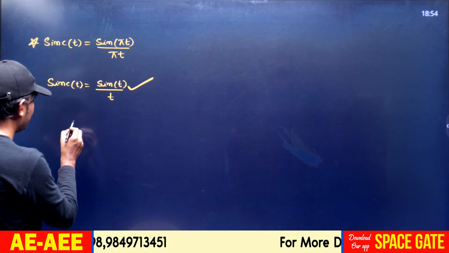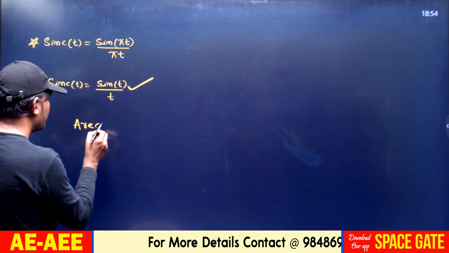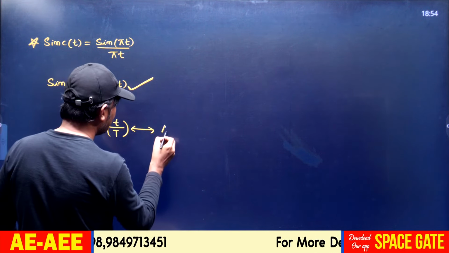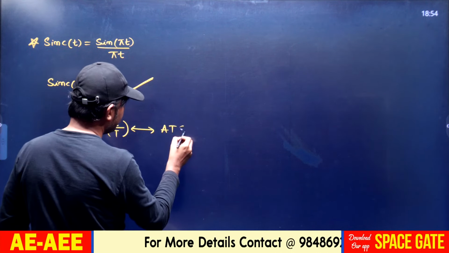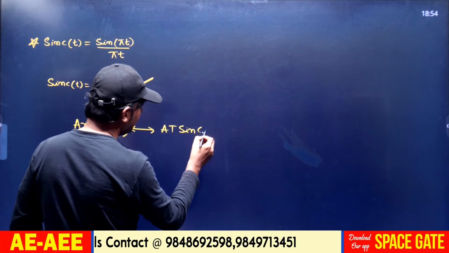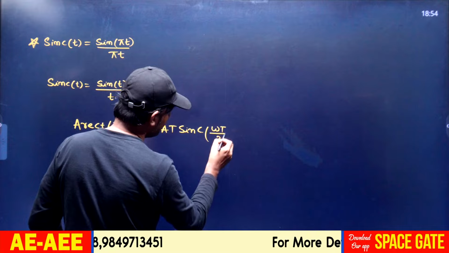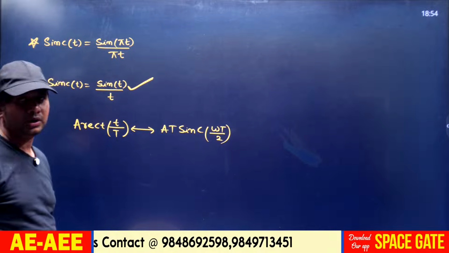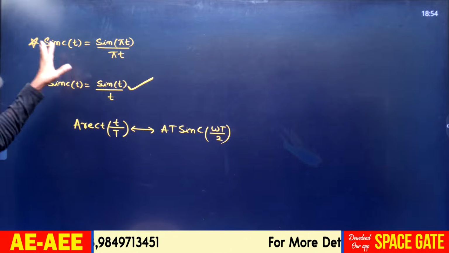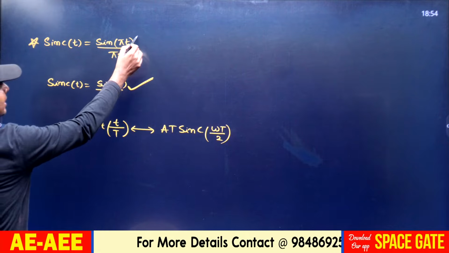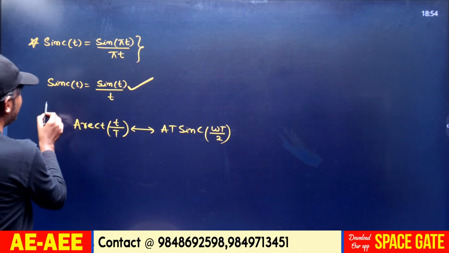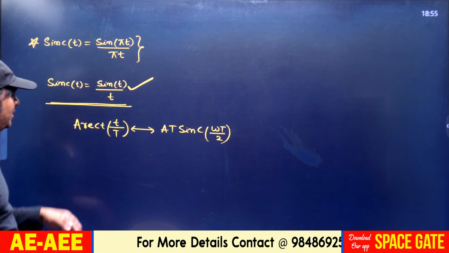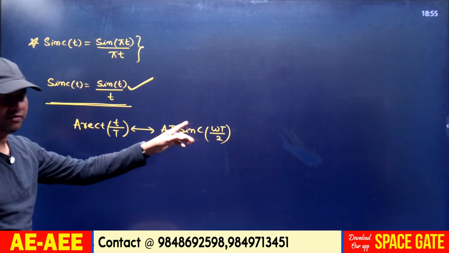So according to his notation, A rect of t by capital T must be A T sinc of omega T by 2 only. Basically most of the time we will be going with the other definition, but the answer is not matching, meaning he has taken this definition of sinc t, not that one. So we must go according to him. So A rect of t by T gives A T sinc of omega T by 2.